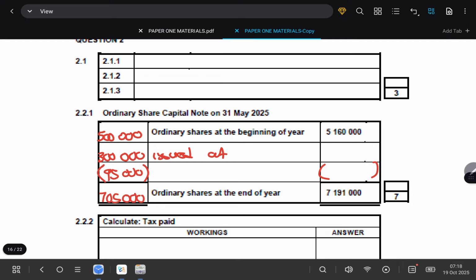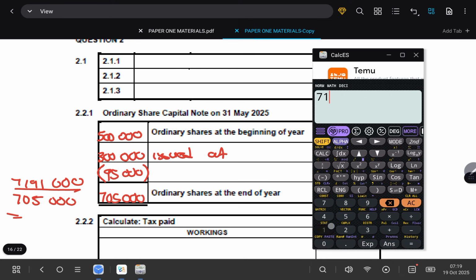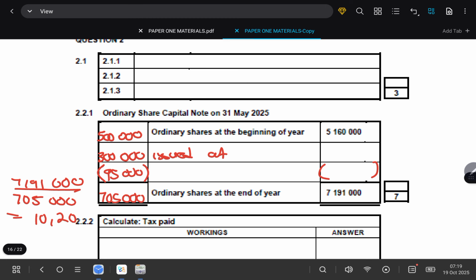The third condition requires you to have the closing amount of ordinary share capital and also the number of shares. You take your closing amount and divide it by the number of shares. So you say 7,191,000 divided by 705,000, and it gives us 10 rand 20. So the average price is 10 rand 20.